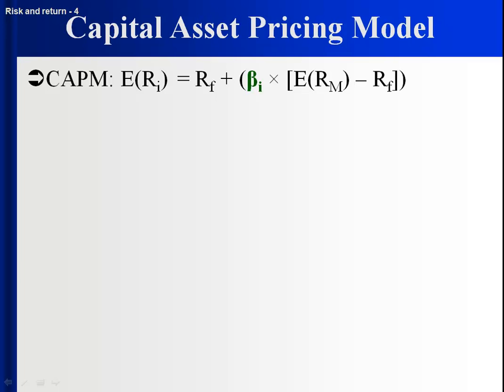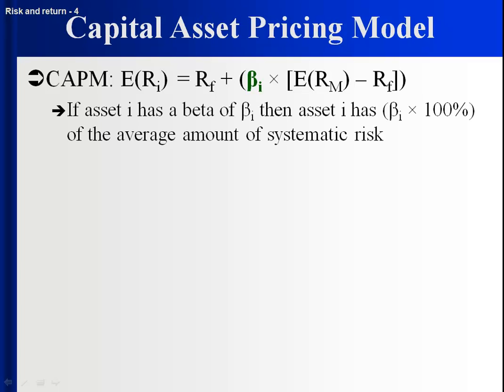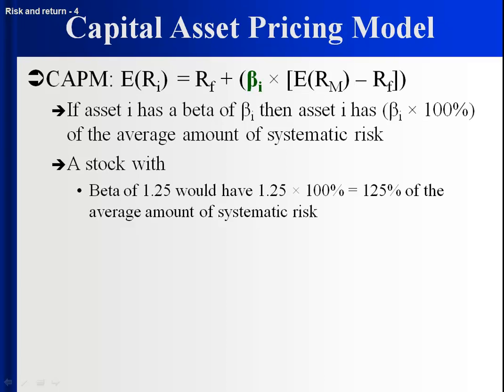So as we said, the expected return is equal to the risk-free rate plus beta times the market premium. If asset i has a beta of beta, then it has beta times 100% of the average amount of systematic risk. So beta tells you something about how much systematic risk this particular stock has relative to the average stock. Suppose a stock had a beta of 1.25. That's telling us that this stock has 125% of the average amount of systematic risk.